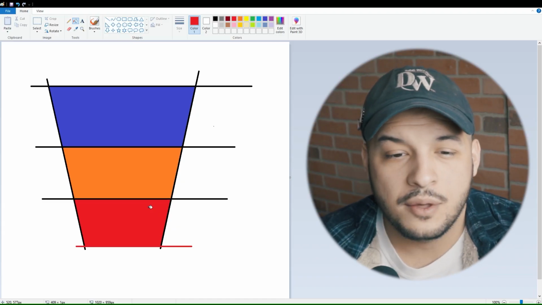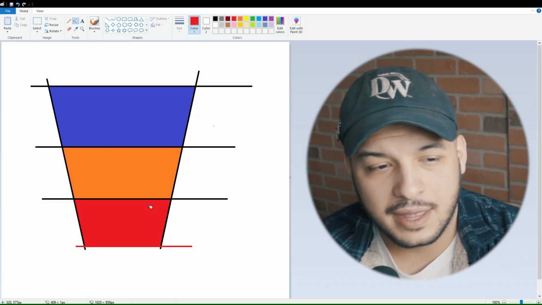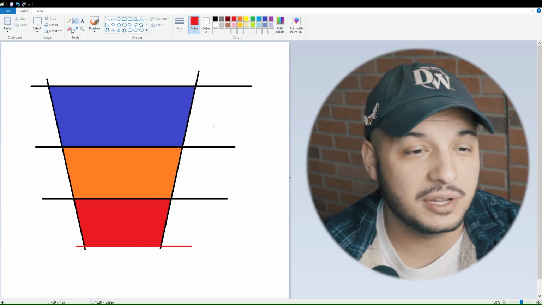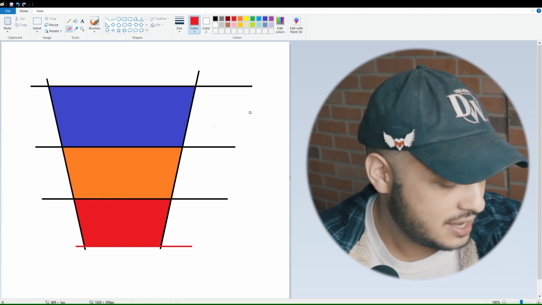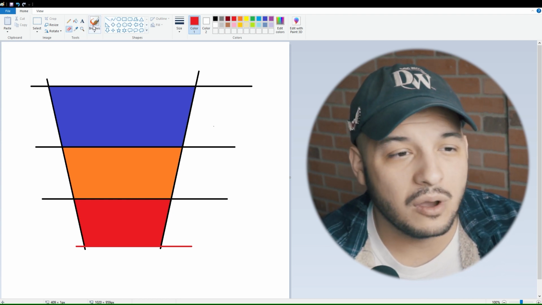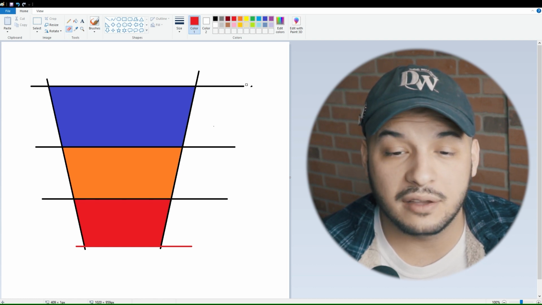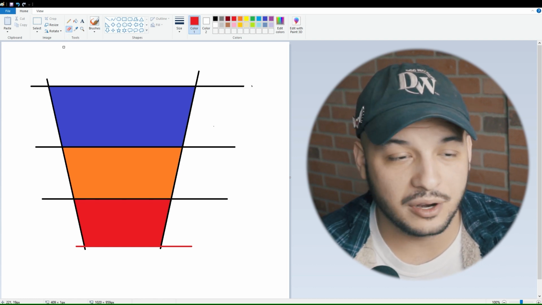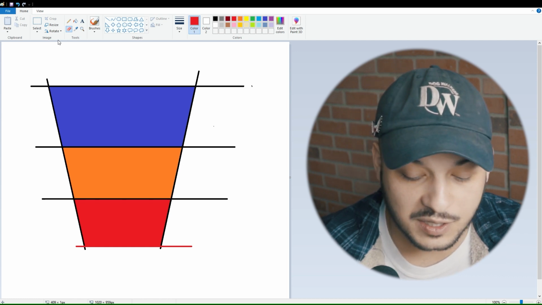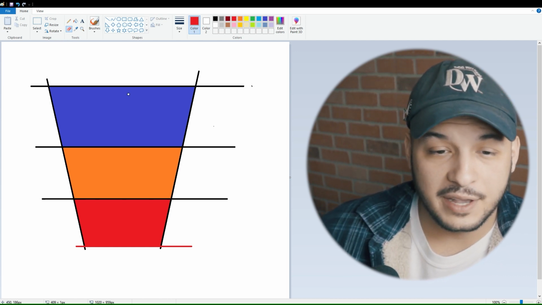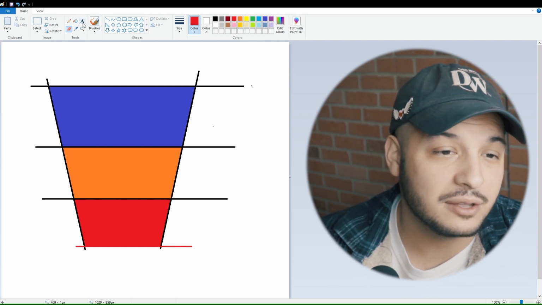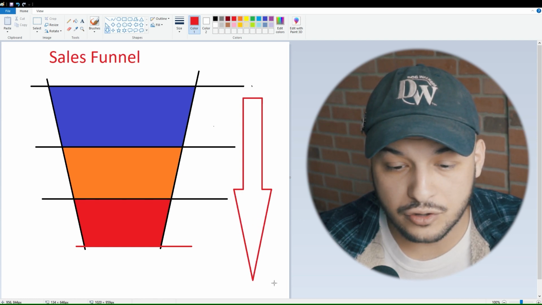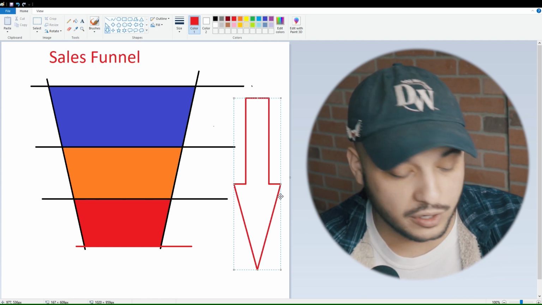Now, I've drawn what looks like a funnel here, and it is split up into three, maybe four pieces. And you might be asking yourself, why did you just make a funnel for no reason, Bern? I'm going to explain it to you here. It's pretty simple. The reason I made a funnel is because this is what's called a sales funnel. Now, this sales funnel travels one direction, downward.